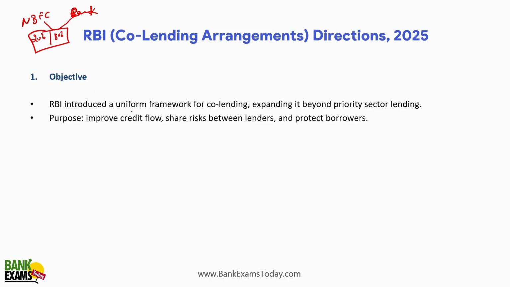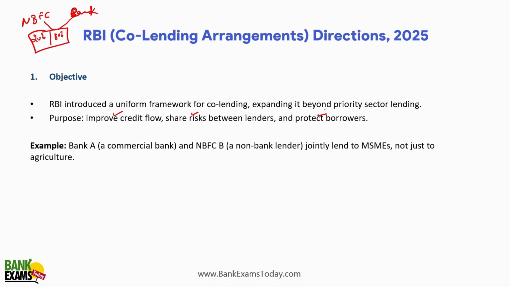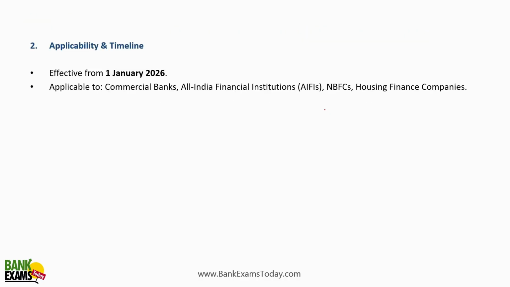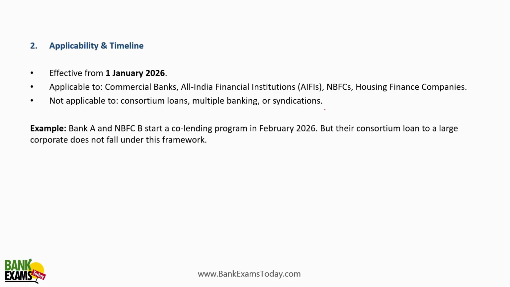So what is the purpose? To improve the credit flow, share the risk between lenders and protect the borrowers. So Bank A and NBFC B jointly lend money, not just for agriculture, for other purposes as well. These guidelines are effective from 1st of January, applicable to commercial banks, all India financial institutions, NBFCs, housing finance companies, right? Not applicable to consortium loans, multiple banking or syndications, right?